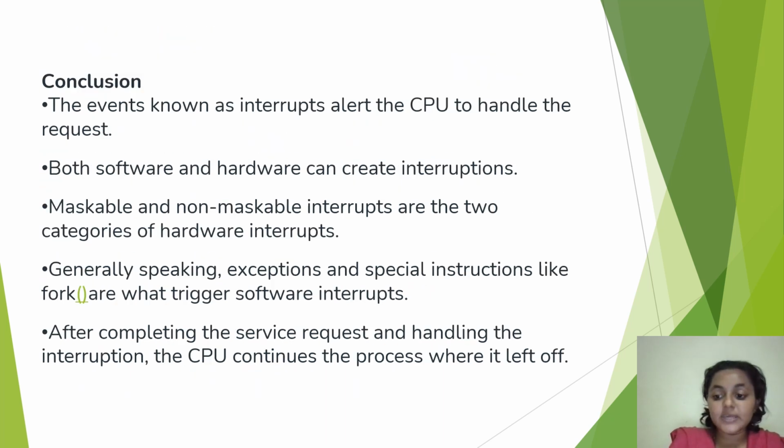In conclusion, events known as interrupts alert the CPU to handle a request. Both software and hardware can create interrupts. Maskable and non-maskable interrupts are two categories of hardware interrupts. Generally speaking, exceptions and special instructions like fork or wait trigger software interrupts. After completing the service request and handling the interruption, the CPU continues the process where it left off.